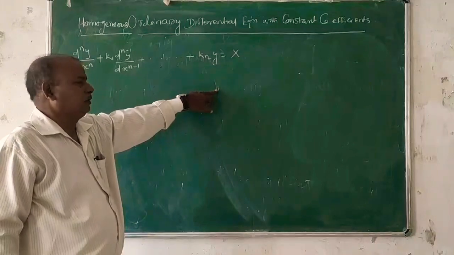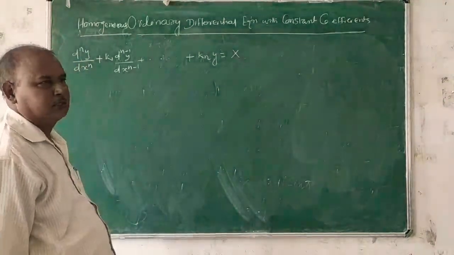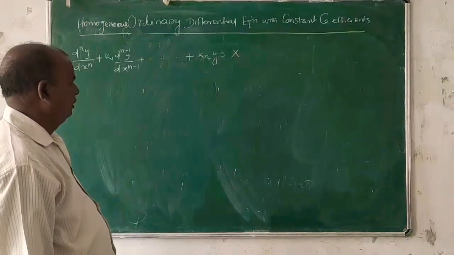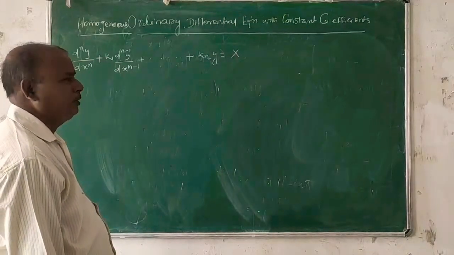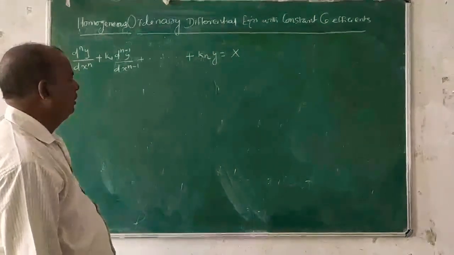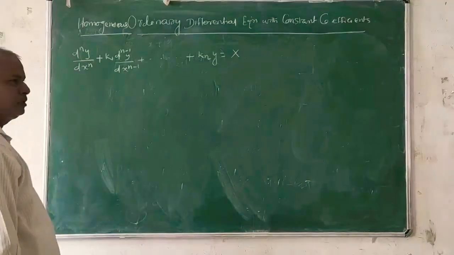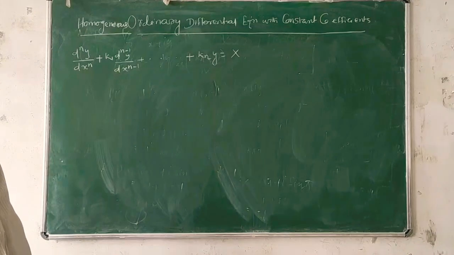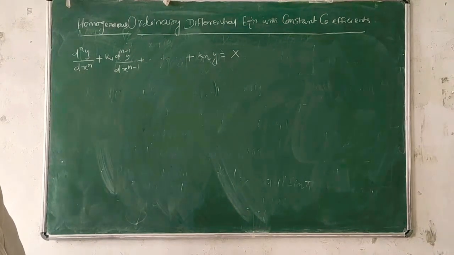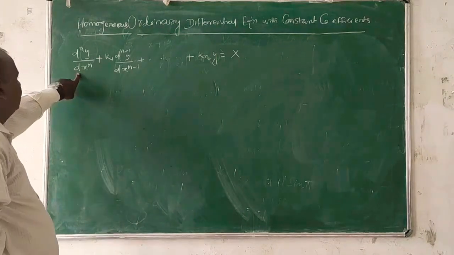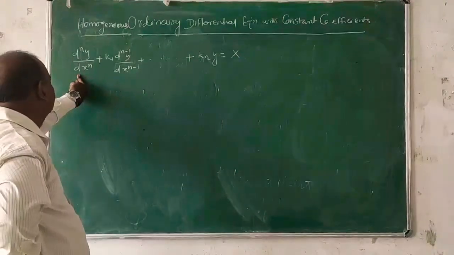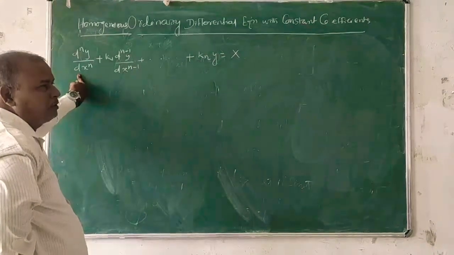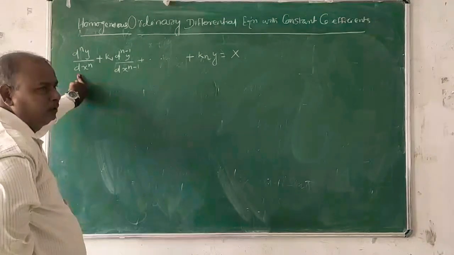For example, you know that capital X is x to the power n, capital X is sin x, capital X is cos x, or capital X is sec x. It may be cosec x, it may be log x, whatever you can take. So capital X is always a function of x. This differential equation has the order n, and the degree of this differential equation is 1.